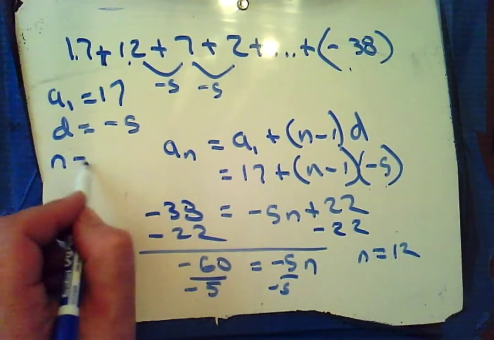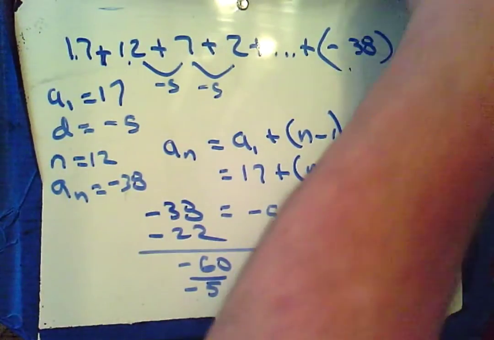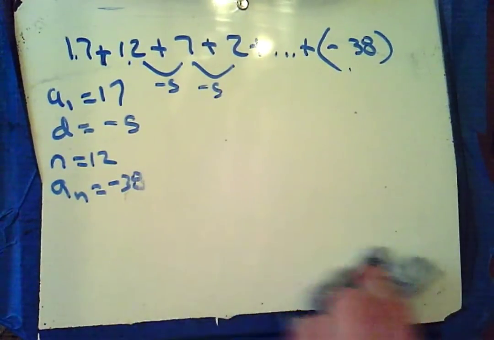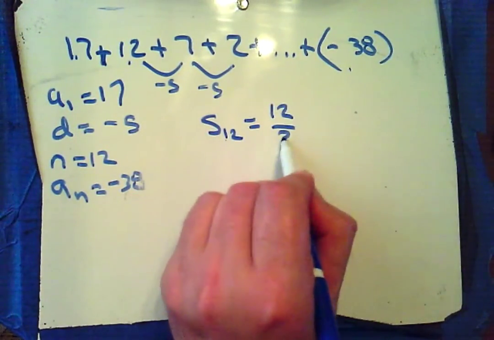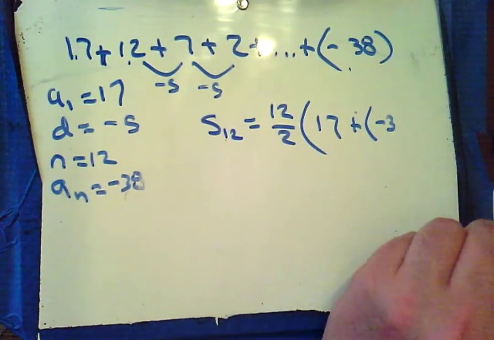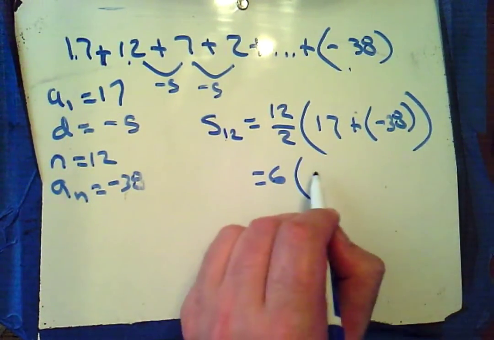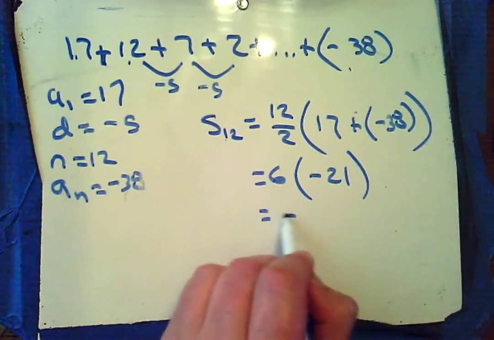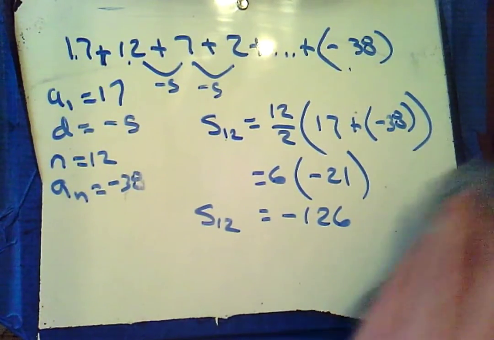All right, n equals 12, and we know a sub n is negative 38. We have enough information to use Gauss's little formula. S sub 12 would be 12 over 2, a sub 1 plus a sub 12. So that's going to be 6 times negative 21, which is negative 126, the sum of the first 12. All right, let's do one more of those because I'm not quite convinced yet that you're comfortable with it.